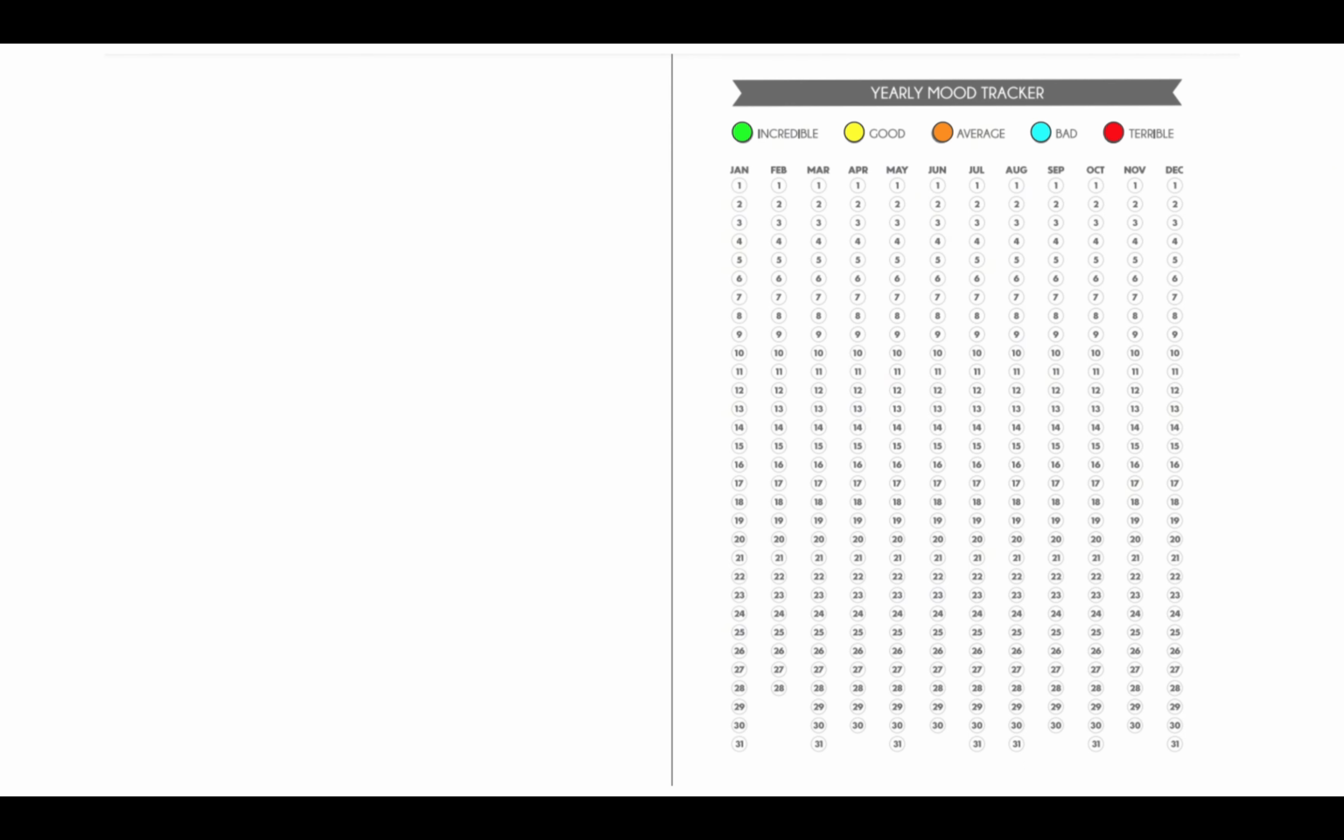Each different rating will go with a different color. So in this example, green is incredible, yellow is good, orange is average, blue is bad, and red is terrible. So all you have to do is fill in the color corresponding to how your day went. In this example, we're using March.